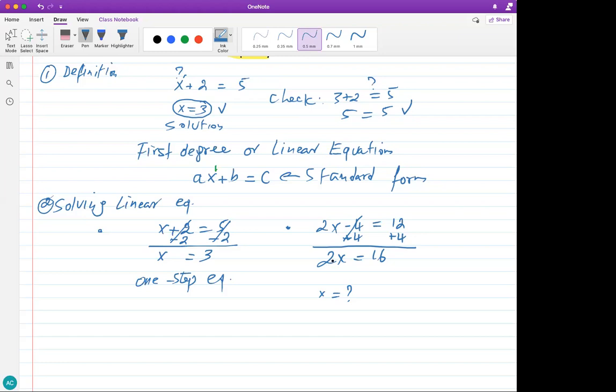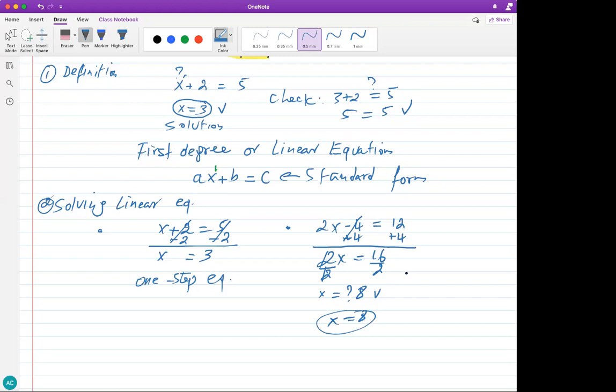Exactly. So here we have a 2x, which means 2 times x. The opposite of multiplication is division, so we're going to divide by 2. This cancels out, and you end up with x by itself. And of course, divide the other side. 16 divided by 2 gives you 8. So that's the solution to this equation. x is 8. You can easily check by plugging it in here, simplifying, and seeing if it works.